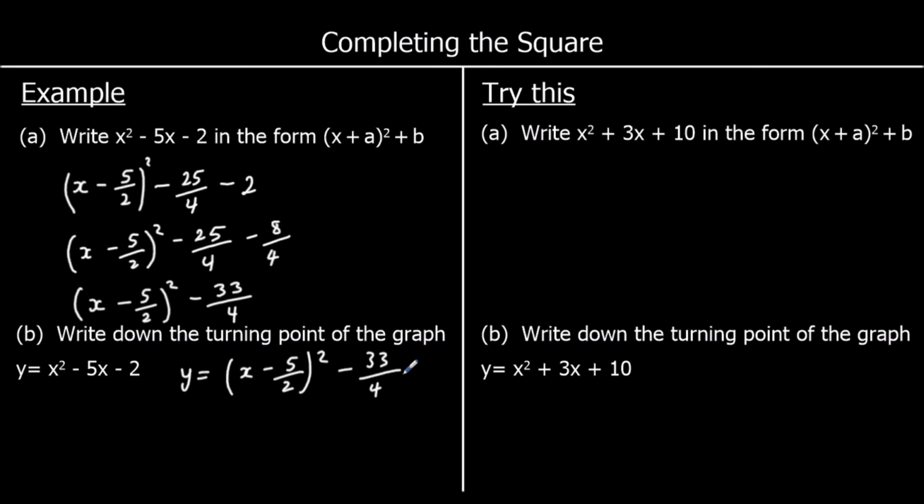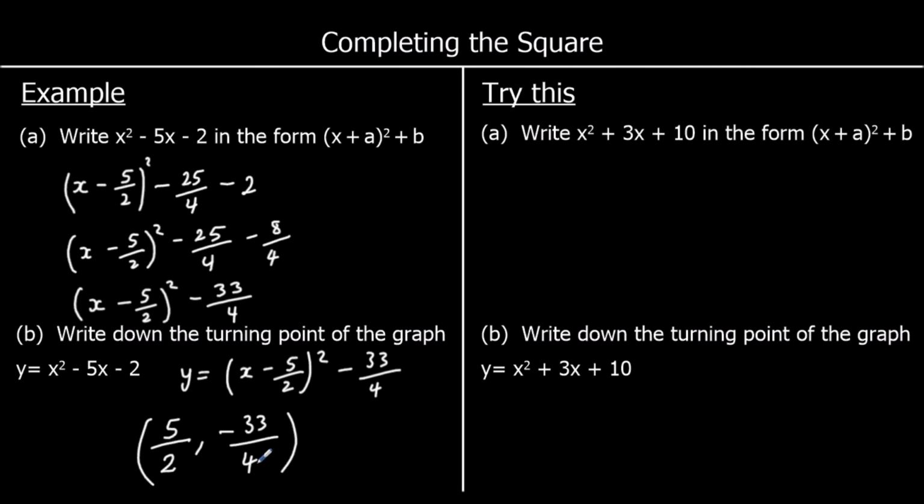So y is equal to x minus 5 over 2 squared minus 33 over 4. So what makes the bracket 0? What's x got to be? That's 5 over 2. And if x is 5 over 2, what's y? Minus 33 over 4.